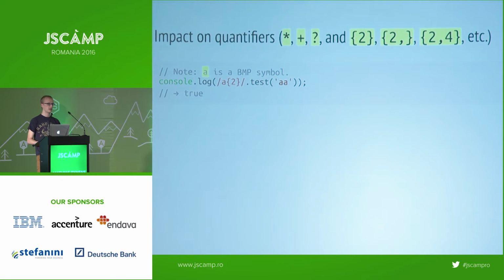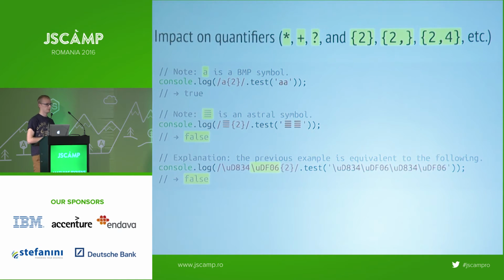However, if we try to do the same thing with a different symbol, which happens to be an astral symbol, it doesn't work that way. Once again, because JavaScript considers this regular expression to be similar to this example, where you see the two halves of the surrogate pair exposed separately. So instead of repeating the entire symbol, it's only trying to repeat the last part, the last surrogate of the pair, which is not what you tried to do in the first place, and that's why the result is false instead of true.